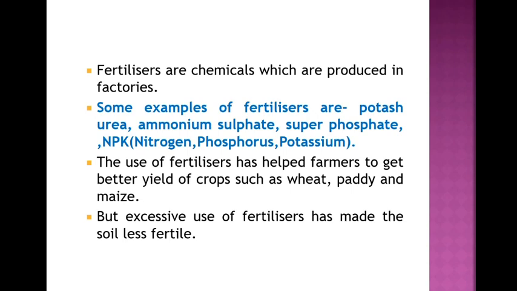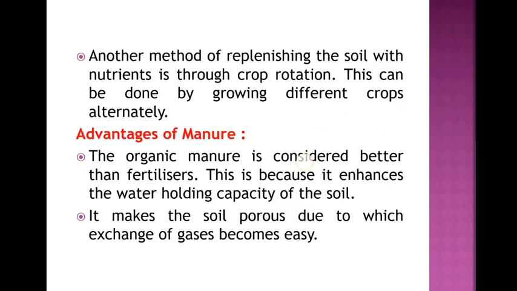But excess use of fertilizers has made the soil less fertile. It means that by using these fertilizers excessively in the agricultural fields, the fertility of the soil decreases. Another method of replenishing the soil with nutrients is crop rotation. Very important, crop rotation. This can be done by growing different crops alternately. We cannot choose only one type of crop continuously.